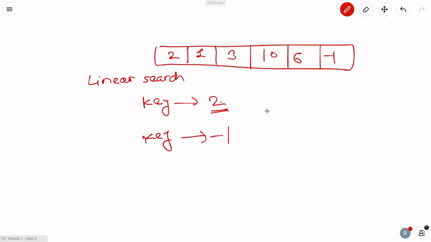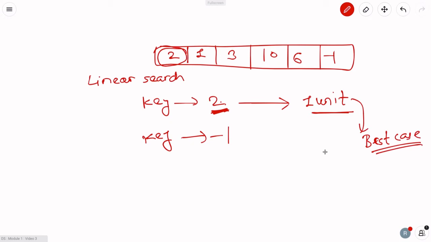If you can see, the key, that is 2, is present at the very first location. So if I give you this key, that is 2, and tell you to write a program to execute the linear search algorithm, it is going to take only 1 unit of time, because this key is present at the very first location. This ideal case is called the best case, and in asymptotic analysis, when you analyze the best case, we call it best case analysis.